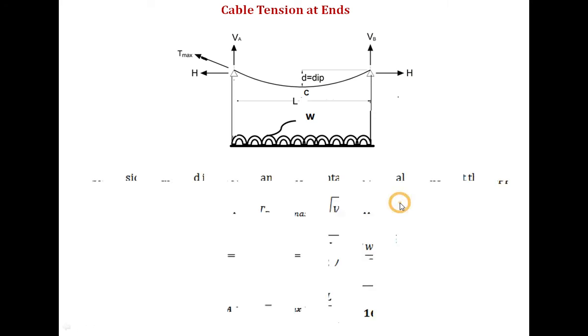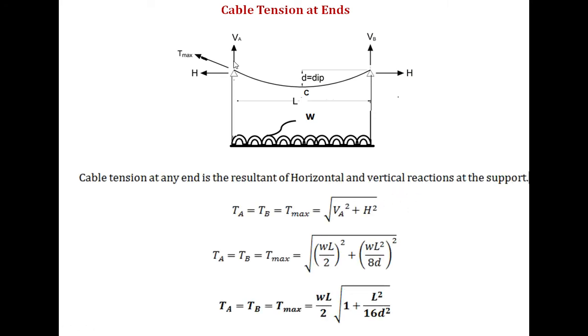Cable tension at the ends, as we saw here, this is VA, this is H, VB, H, and this is TA. So since VA, VB are the same and H is also the same, TA is equal to TB, which is going to be T max at the support, and it is given by root of VA square plus H square, root of (WL by 2) whole square plus (WL square by 8D) whole square. This is what we got from the previous slide, both these relationships.